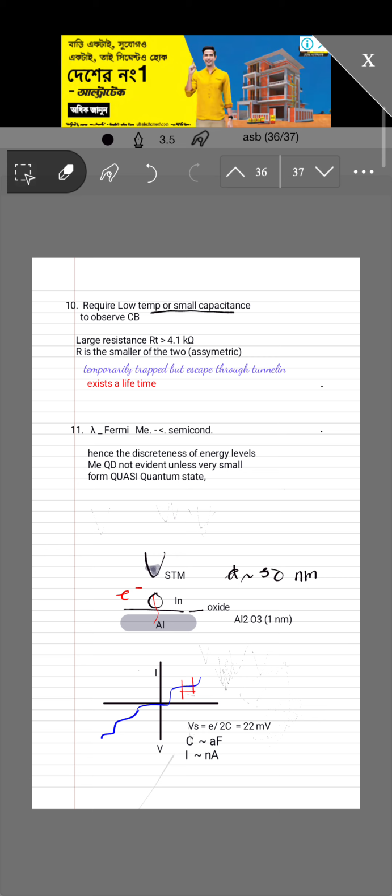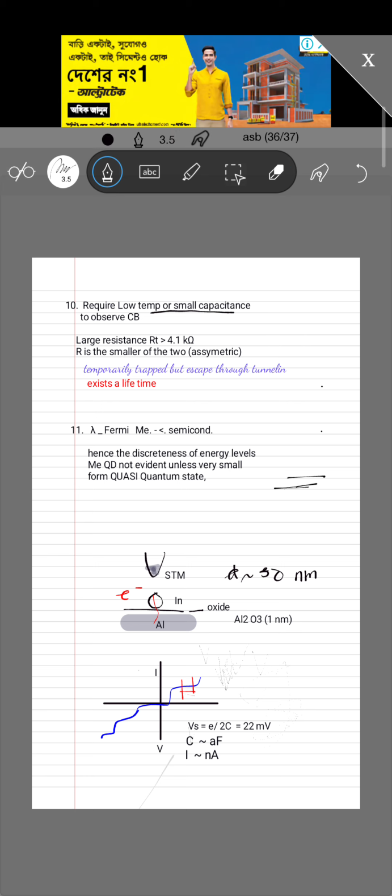Now, if we consider metals and semiconductors, the difference between metal and semiconductor in terms of Fermi level is that metals have highly energized Fermi levels, since the conduction band is partially filled. Due to that, the energy levels are very closely spaced. Even if discretization is taking place, the energy levels are so closely spaced that the electron may leak out from one energy level to another energy level.